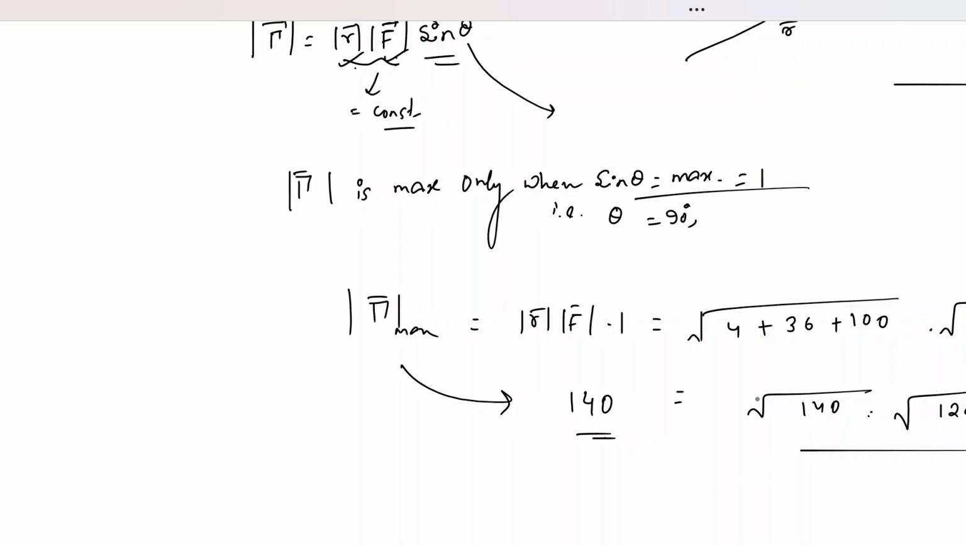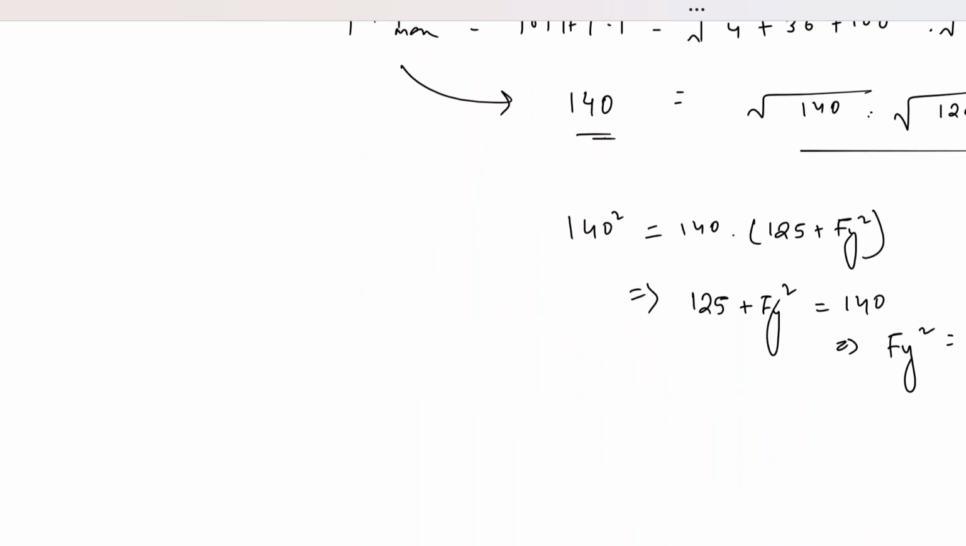So the first thing you do, to get rid of the square root signs, is take the whole square on both sides of the equation. So you take 140 squared is equal to 140 into 125 plus Fy squared. So this thing and this thing cancel out. So you have 125 plus Fy squared is equal to 140. Thus you have Fy squared is equal to 50 and Fy is equal to root over 50, which is basically 3.87. Newton is the unit.